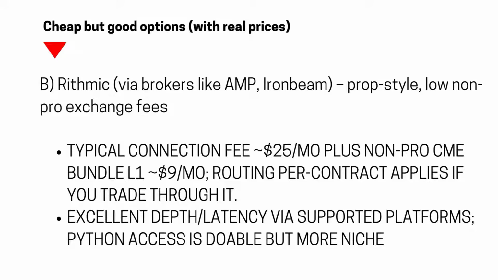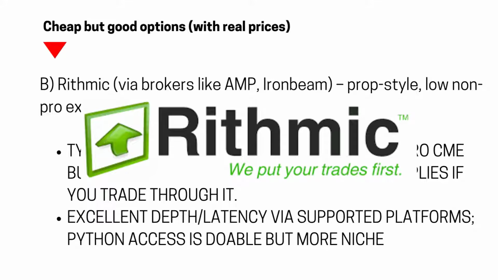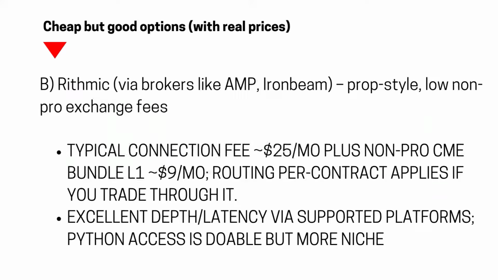So if you're into your funded futures challenges, you've probably heard of these guys at Algorithmic. They provide a lot of the data for those prop firms, but they also are available via brokers like AMP and Ironbeam. Prop style, low non-pro exchange fees. Typical connection fee $25 per month, plus non-pro CME bundle level 1 about $9 a month. Routing per contract applies if you trade through it. Now, excellent depth, latency via supported platforms. Python access is doable but more niche.